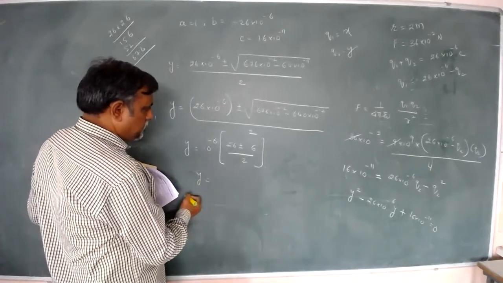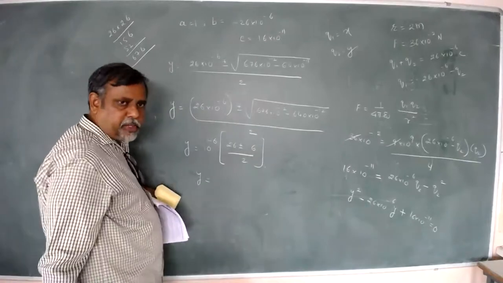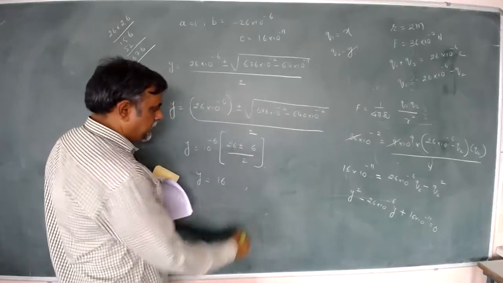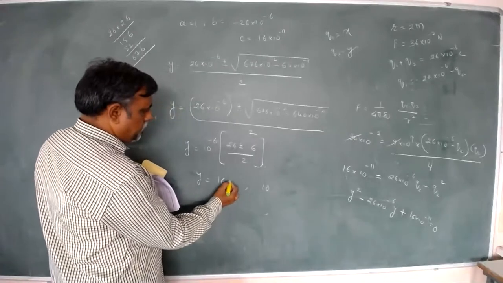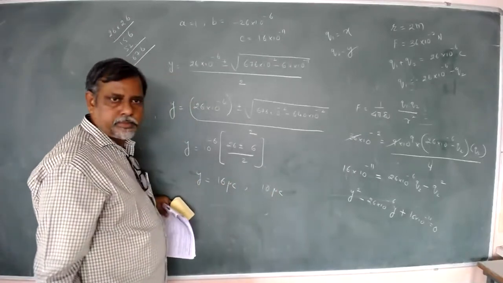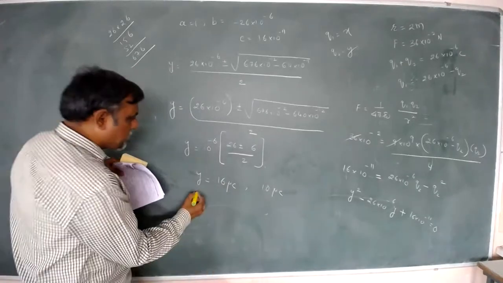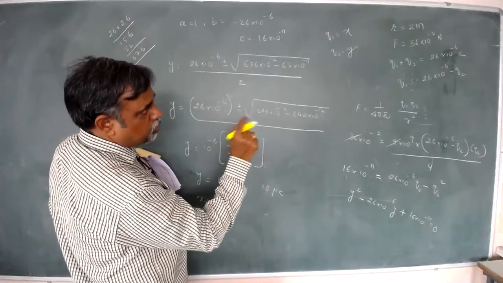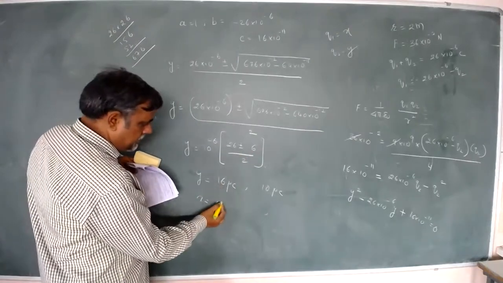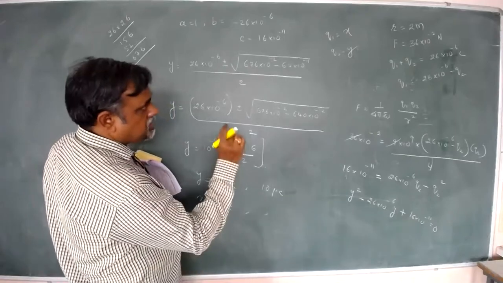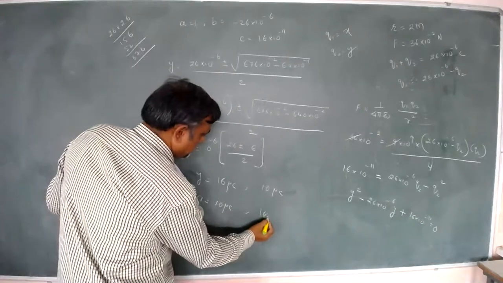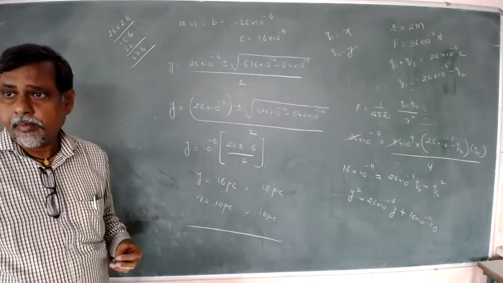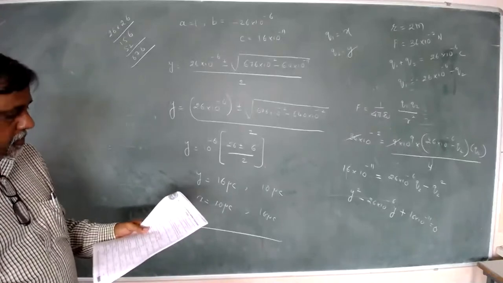So y is equal to, first the plus root, 26 plus 6 by 2, which is 16, and then 26 minus 6 by 2, which is 10. So 16 microcoulomb and 10 microcoulomb, both possibilities. Then x is for Q1, so Q1 is equal to 26 microcoulomb minus Q2, which gives 10 or 16. So these are the two combinations. Understood? This is the way you have to solve the problem.